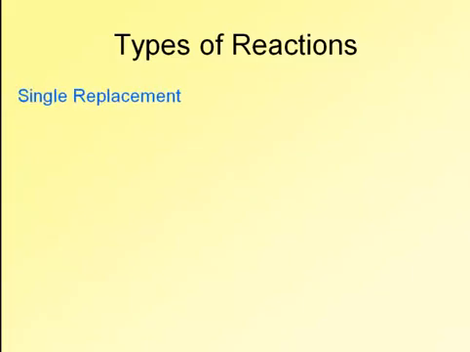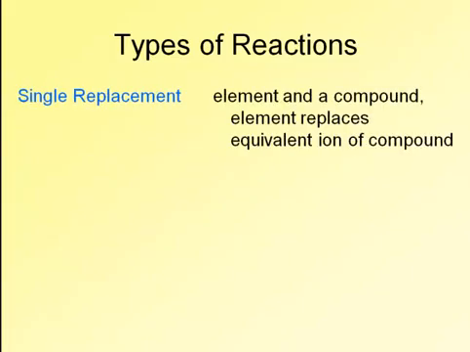Single replacement reactions start with an element and an ionic compound. During the reaction, the element replaces the equivalent ion that's in the compound. A metal can replace another metal, for example. In this reaction, aluminum is replacing copper. Originally, aluminum is by itself and copper is in the compound, but a reaction occurs putting aluminum into the compound. We'll discuss single replacement reactions in more detail in just a minute.